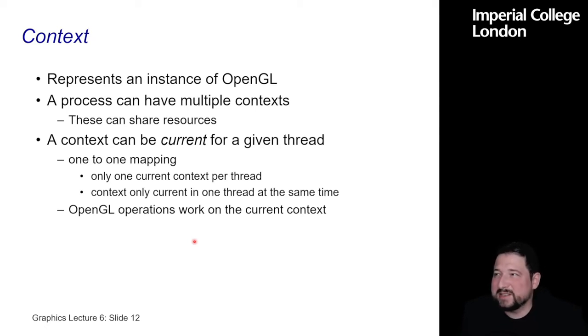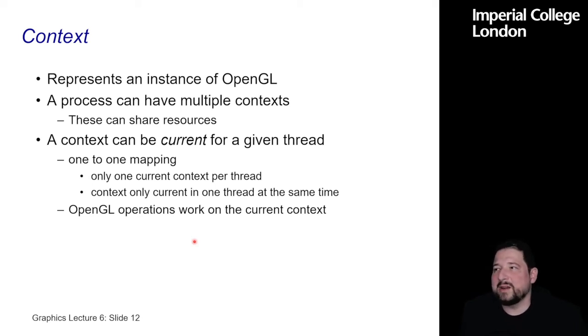So the context represents an instance of OpenGL. So this is your user mode driver, which you can give commands, and the commands will be handed down to your kernel and then eventually to the GPU. A process still can have multiple contexts which can share resources, like textures, for example, or objects. And the context can be current for a given thread, which means it can be the one that's used in a current processing thread. And there's a one-to-one mapping really.